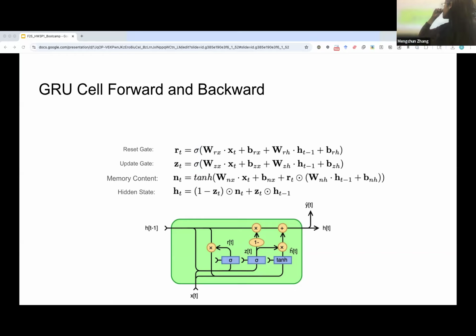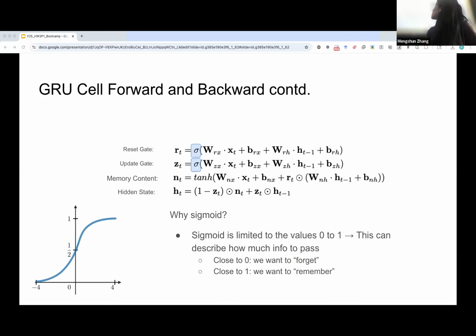Okay, so here, as you can notice, we are using sigmoid for my reset gate and update gate. Just an intuition why we use sigmoid: the outputs of sigmoid are limited to 0 and 1. So these values are great for us to describe how much information to pass to the next state. That is why we are introducing GRUs, to remove that long short-term memory problem.